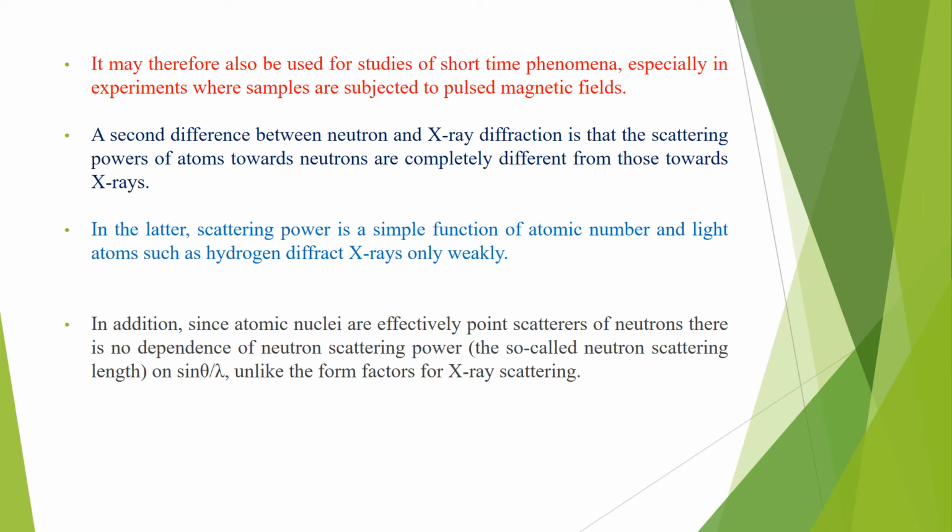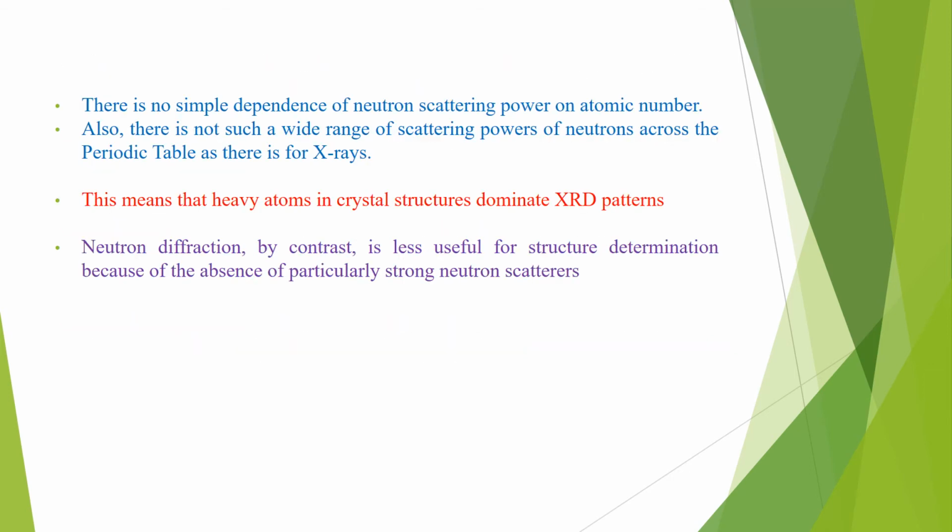So, neutron scattering is very useful for elements with very low atomic numbers. In addition, since atomic nuclei are effectively point scatterers of neutrons, there is no dependence of the neutron scattering power, the so-called neutron scattering length, on sin theta over lambda, unlike the form factors for X-ray scattering.